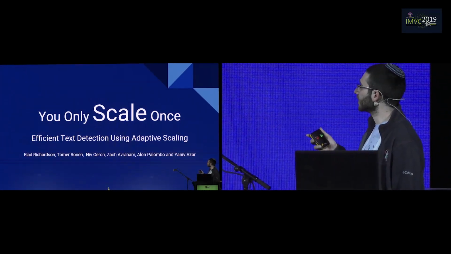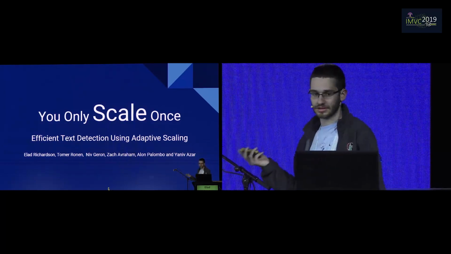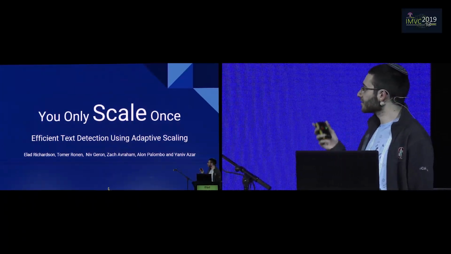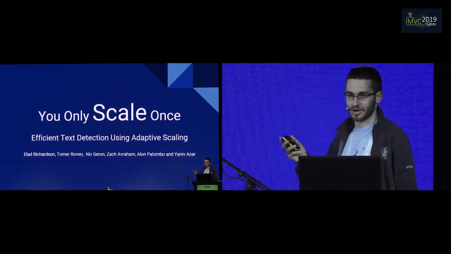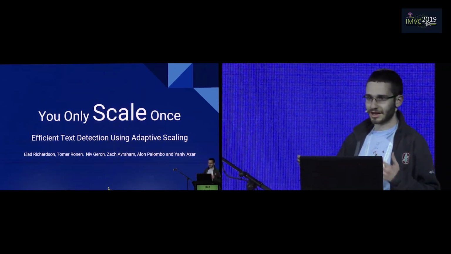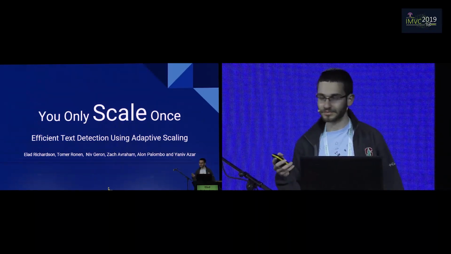The work we're going to present today is called You Only Scale Once: Efficient Text Detection Using Adaptive Scaling. It's a joint work with a bunch of great people, Tomer Ronen, Niv Giron, Tzach Avraham, Alon Palombo, and Yaniv Azar. Basically, it's a nice trick we wanted to share with the community.